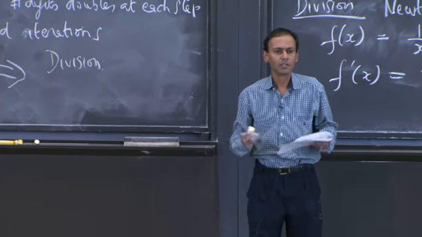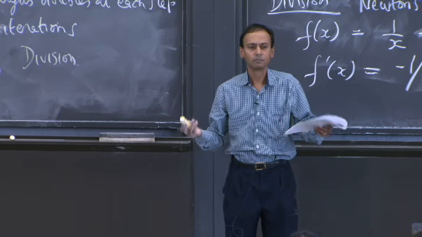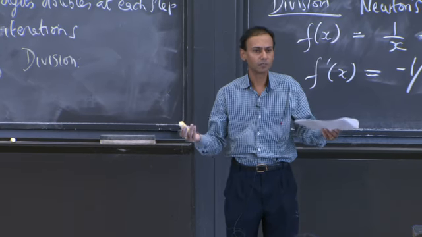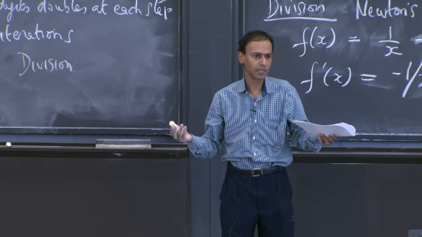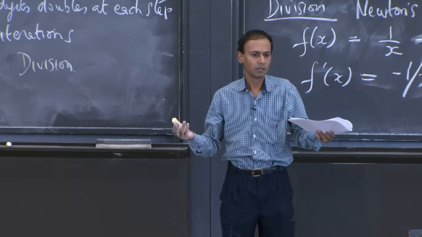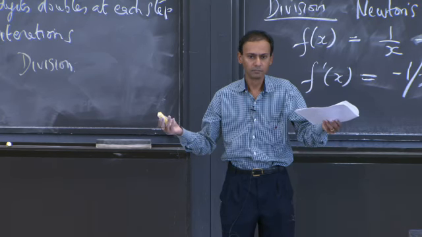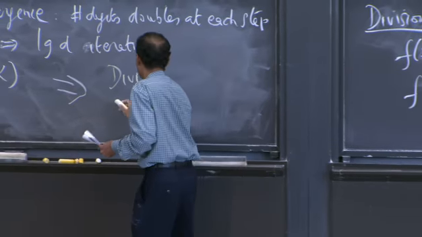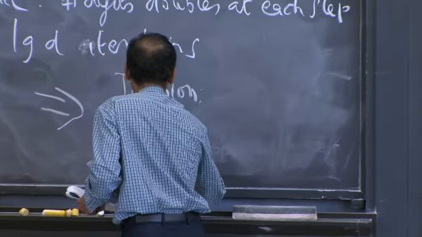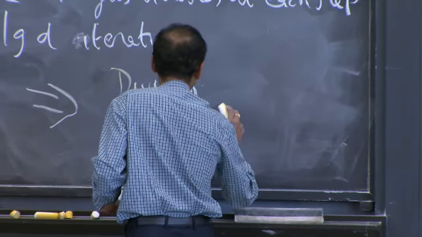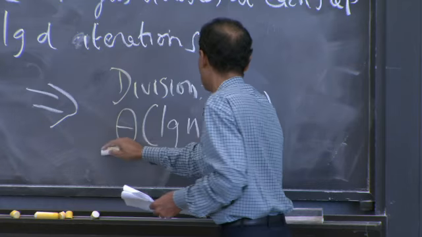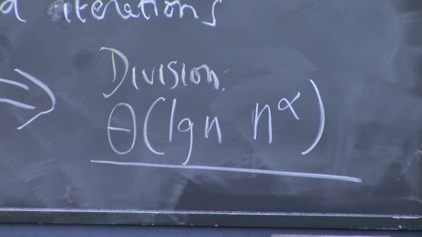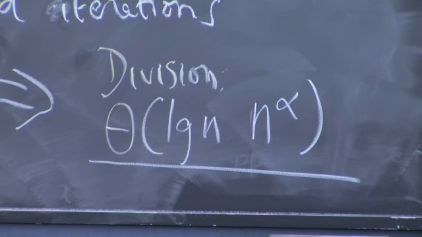For n-digit numbers it's going to be? I want to hear it from you. How many iterations, how many hard multiplies do I have? Log of n, right? It wasn't a hard question. So division would be theta of log n times n raised to alpha. Everybody buy that? No? Ask a question if you're confused.